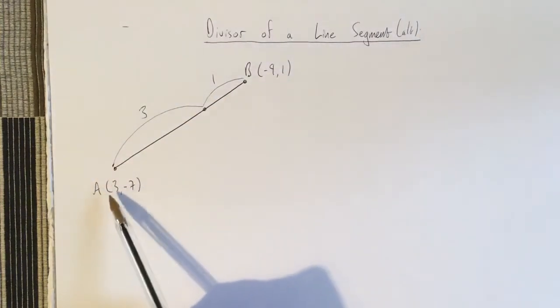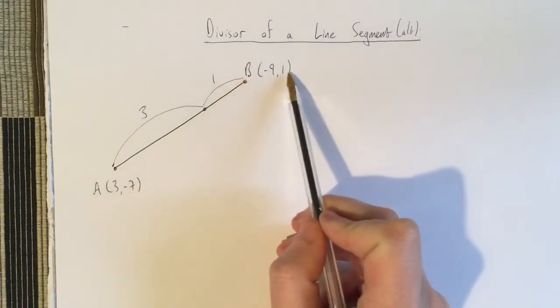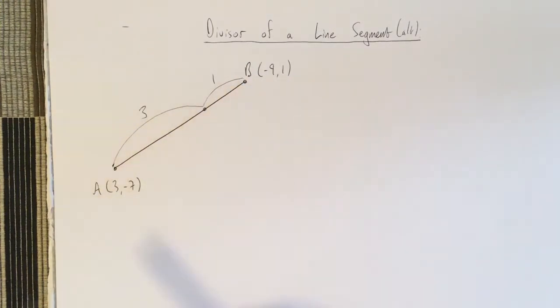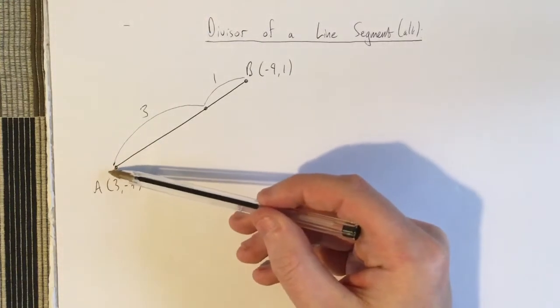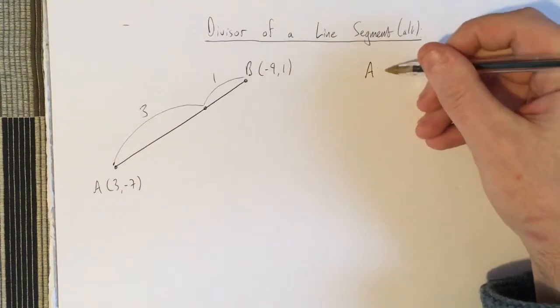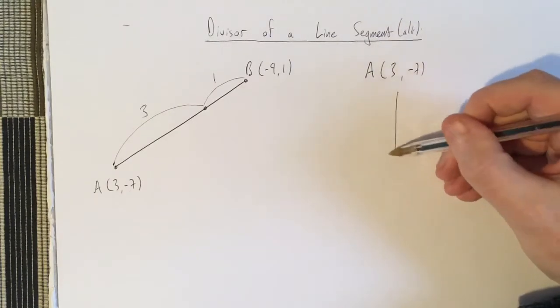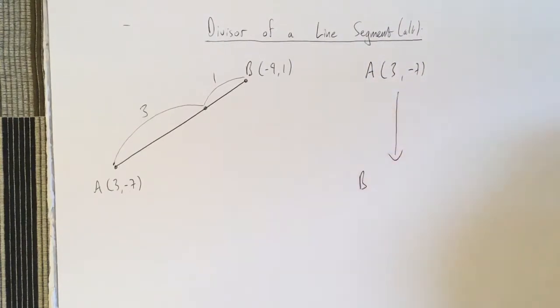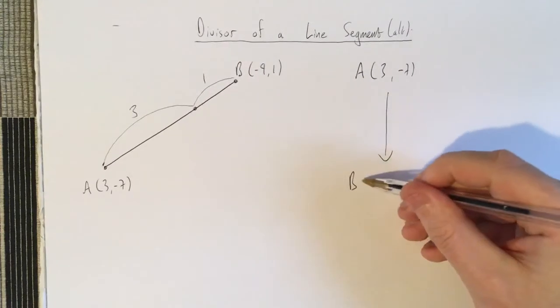So you are splitting up the line segment from (3, -7) to (-9, 1) in the ratio 3 is to 1. Okay, and to do these using translations, you are first going to figure out what's the translation that gets us from A to B. All right, so A is (3, -7), and I'm going to the point B, which is (-9, 1).